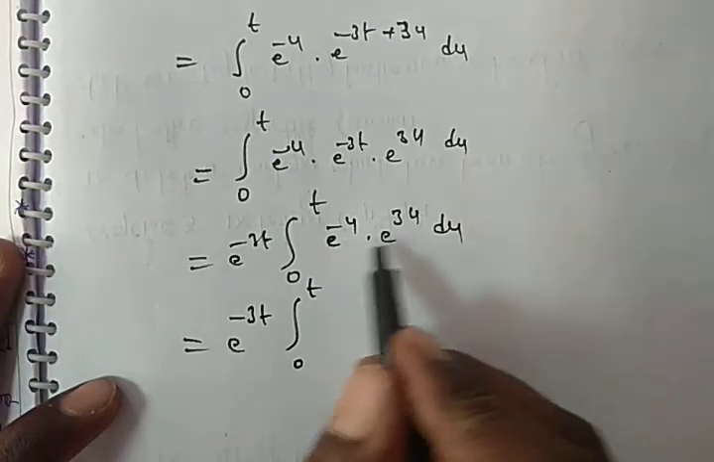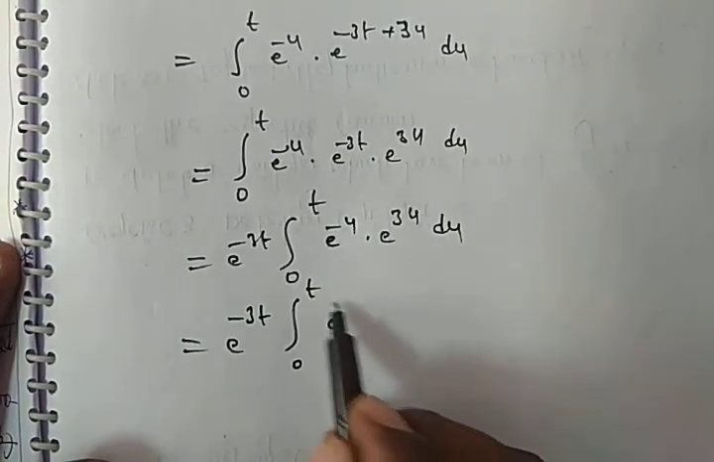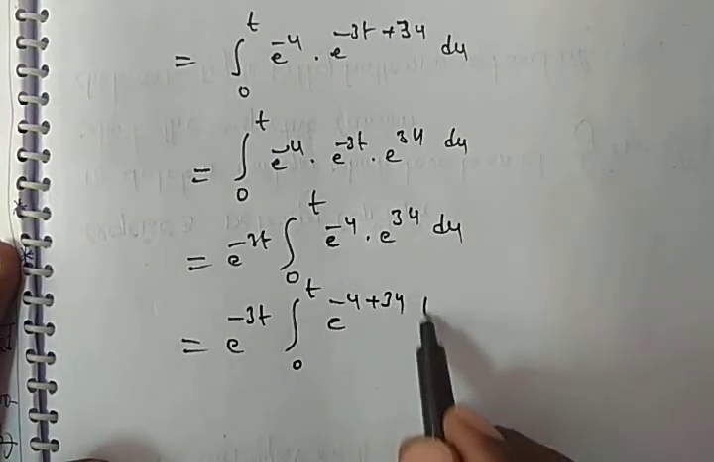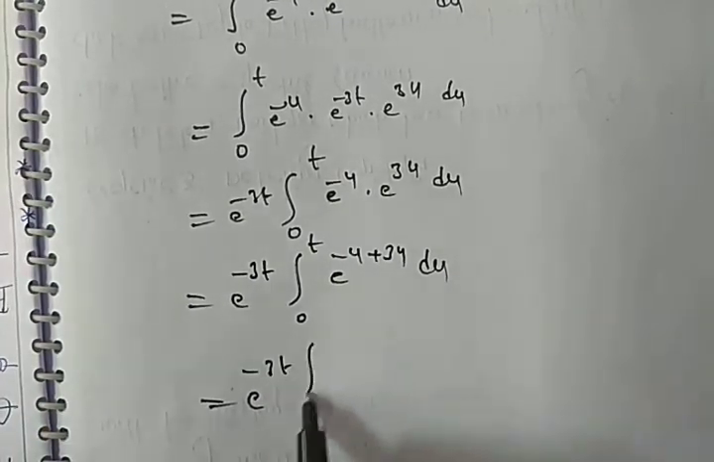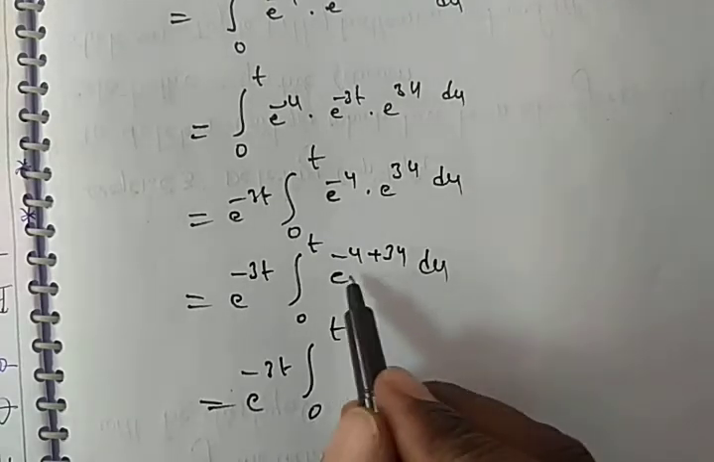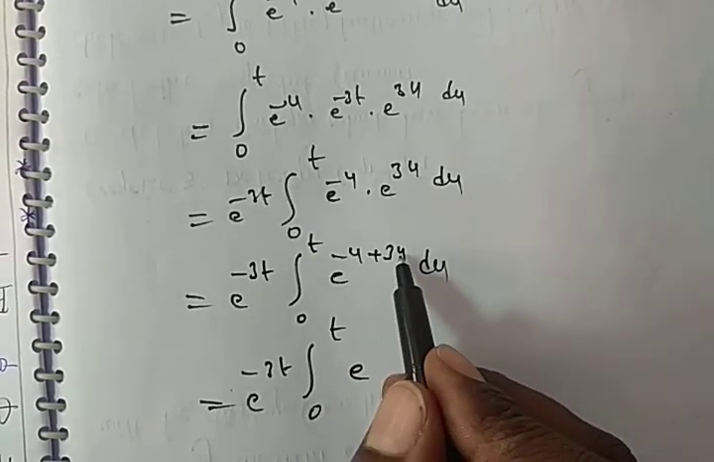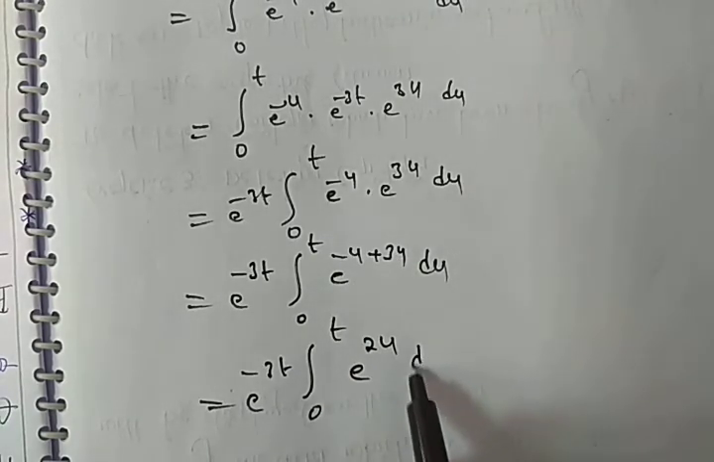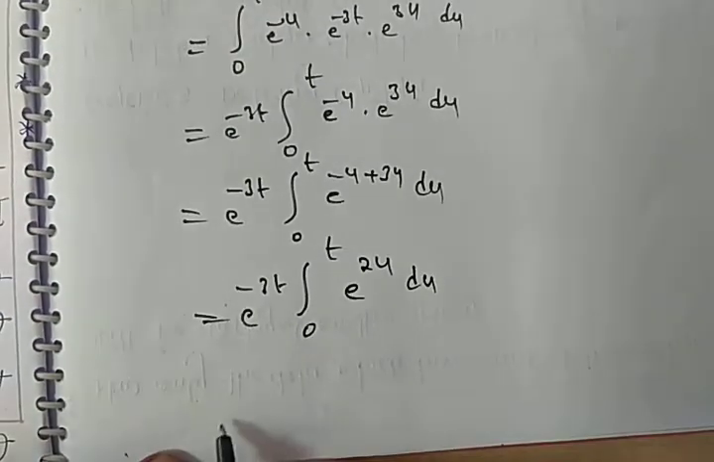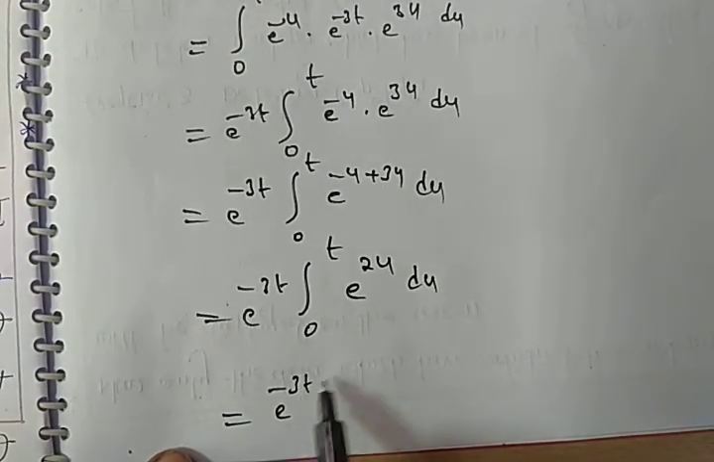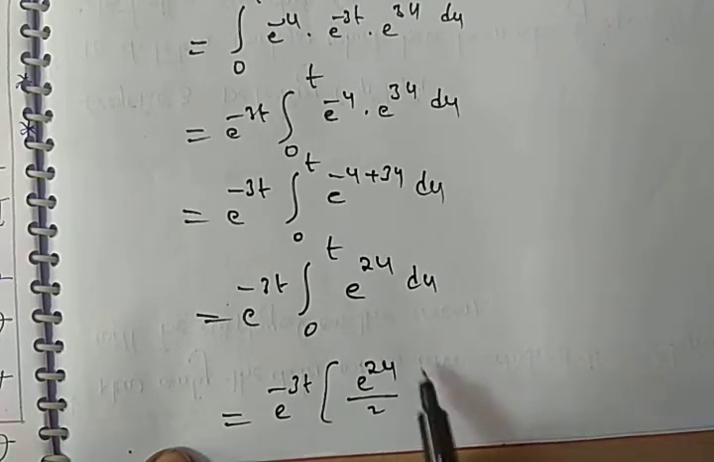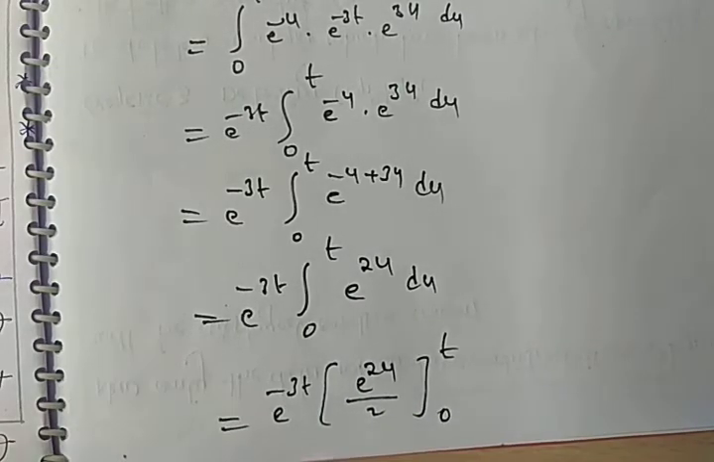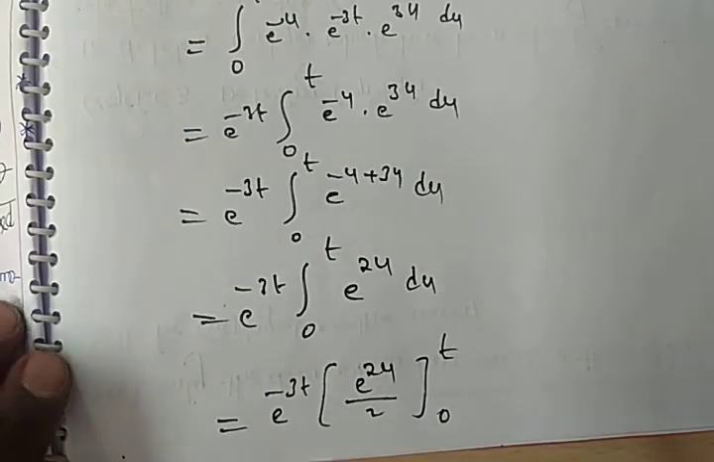So which is equal to e power minus 3t into 0 to t. Here base is equal, so we can add powers: e power (minus u plus 3u), du, equals to e power minus 3t, integration 0 to t, e power 2u, du, equals to e power minus 3t into integration of e power 2u by 2, upper limit t, lower limit 0. Now substitute the upper limit and lower limit.